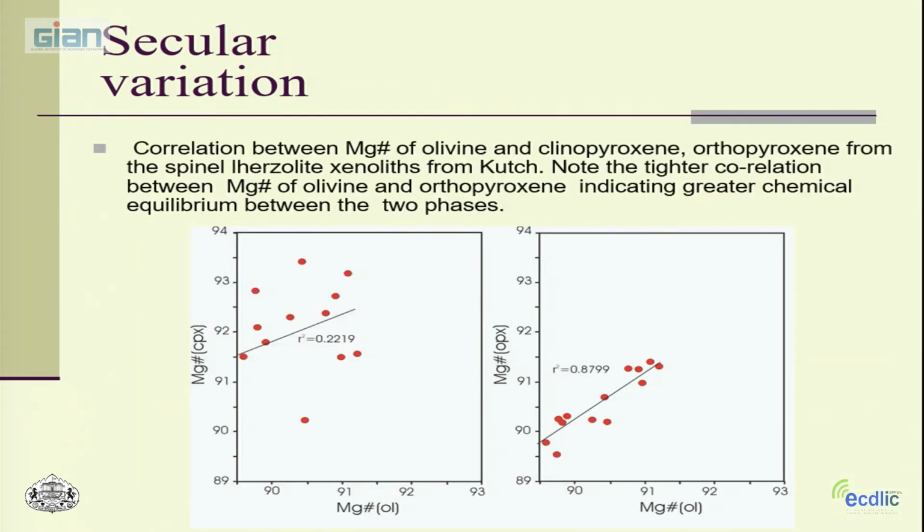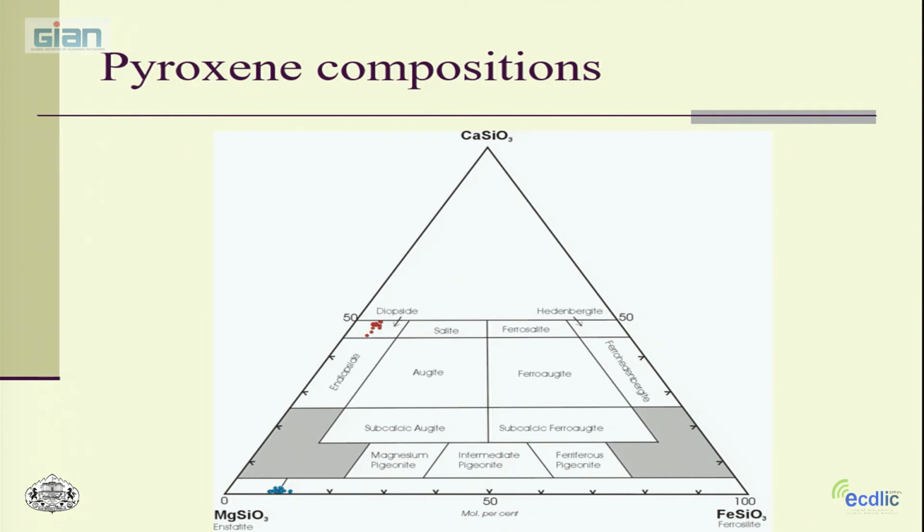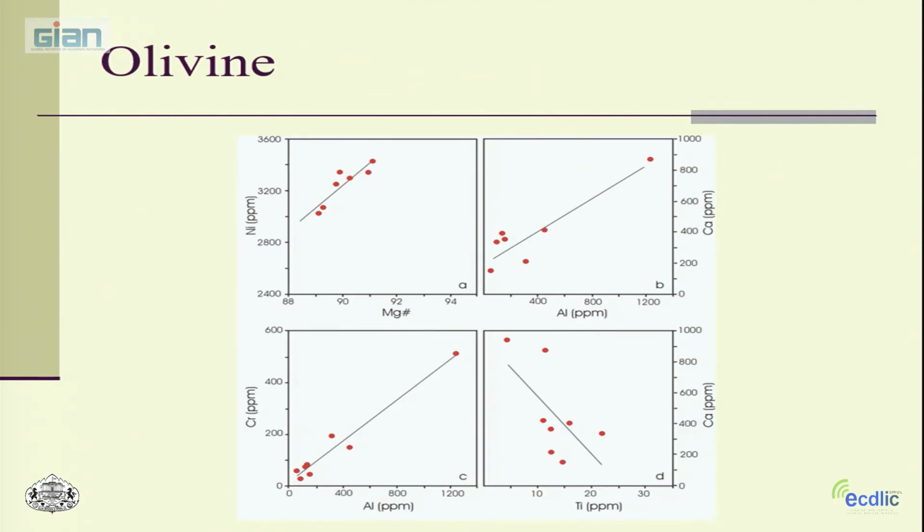Correlation between Mg of olivine and clinopyroxene, orthopyroxene from the spinel lherzolite, generally from Kutch. The tighter correlation between Mg of olivine and orthopyroxene indicates greater chemical equilibrium between the two phases. So this is for olivine, the various different trace elements, Ti versus Cr, Ca, then Mg number versus the Ni.